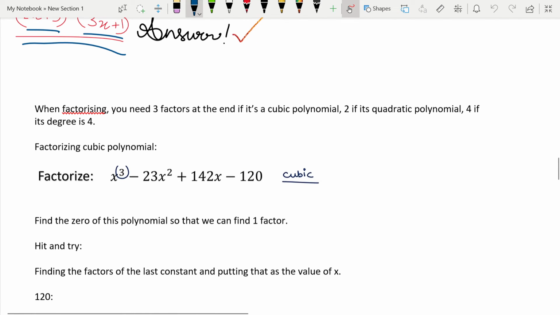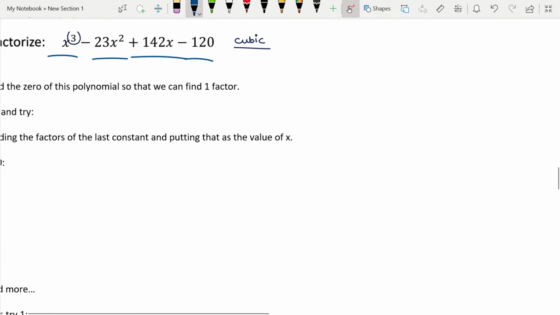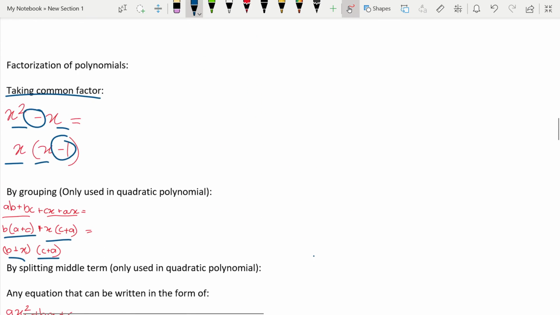Now factorizing a cubic polynomial. Now I have this question: x cubed minus 23x squared plus 142x minus 120. Now this is very important, so listen up. Find the zero of this polynomial so that we can find one factor. Because if we go back to the last part, what did we learn?